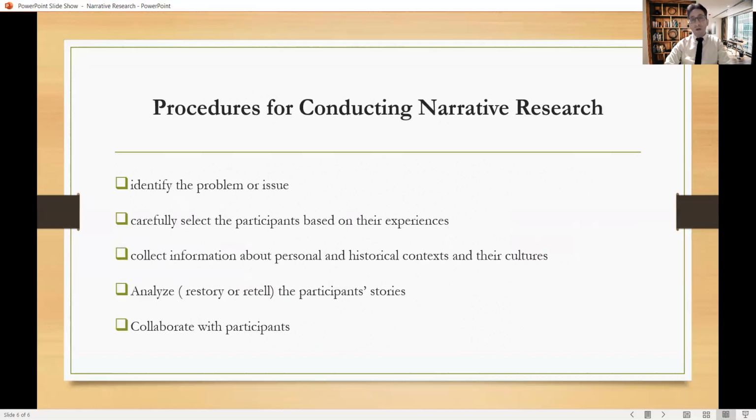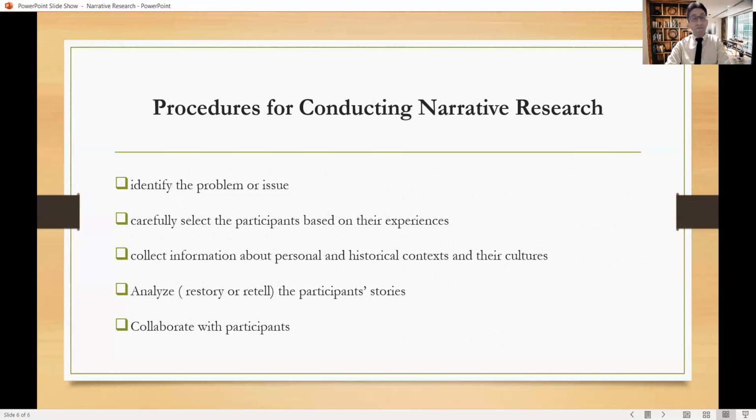Last part, we will focus on procedures of conducting narrative research. If you want to do narrative research, you need to conduct these processes. The first one, you need to identify the problem or issue. Second one is choosing participants, and it is a really important part. You need to carefully choose the participant, but how? Based on their experiences. You need to choose the one that has something to tell you based on the topic.